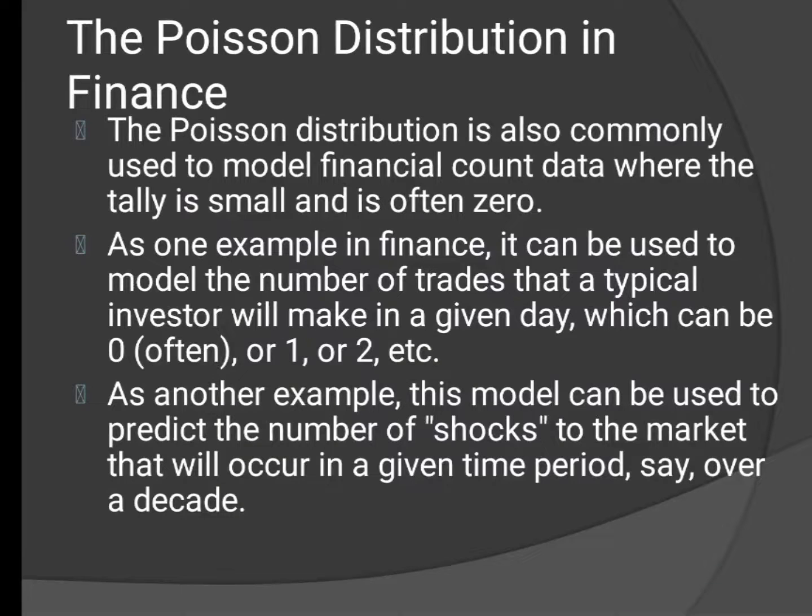The Poisson distribution in finance. The Poisson distribution is also commonly used to model financial count data where the tally is small and is often zero. As one example, in finance, it can be used to model the number of trades that a typical investor will make in a given day, which can be 0 or 1 or 2, etc. As another example, this model can be used to predict the number of shocks to the market that will occur in a given time period, say over a decade.